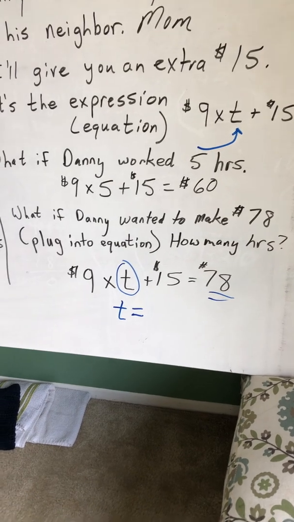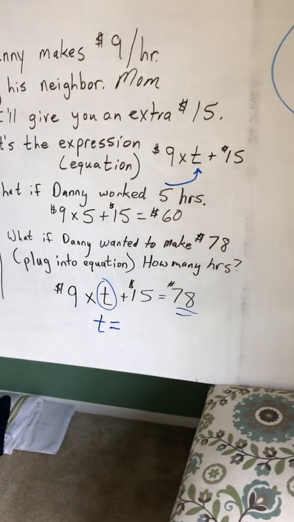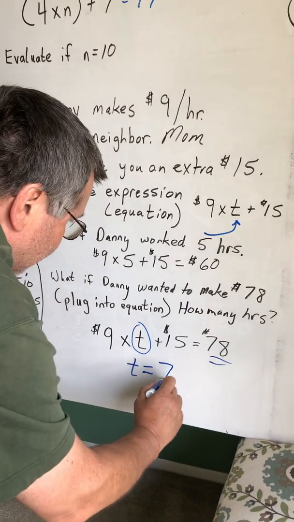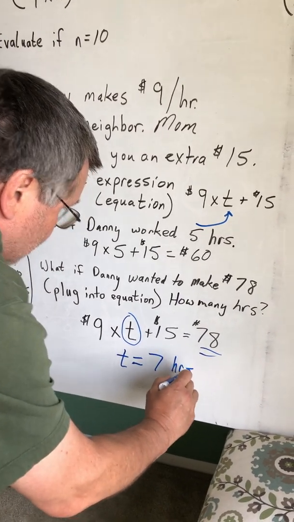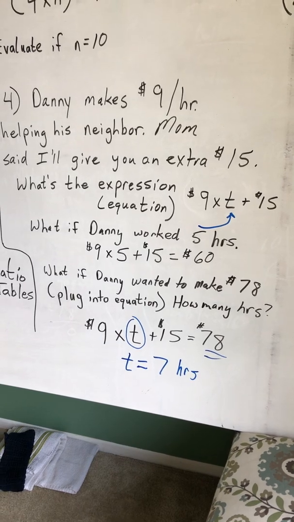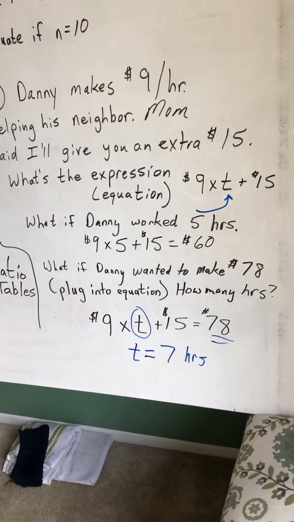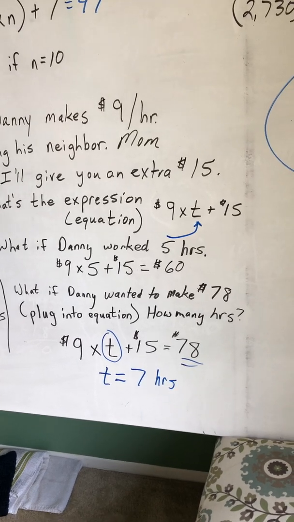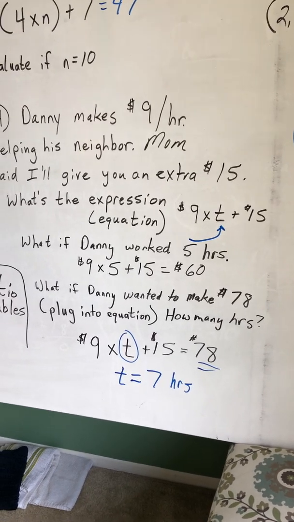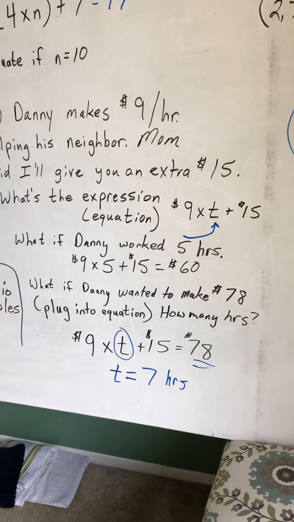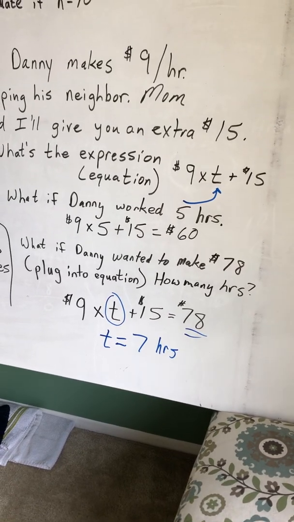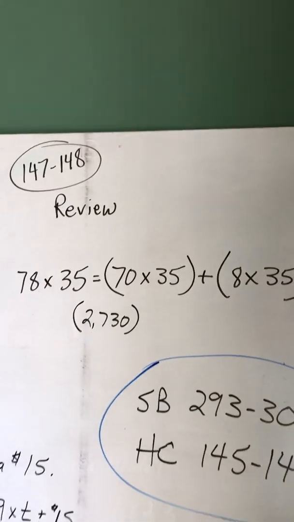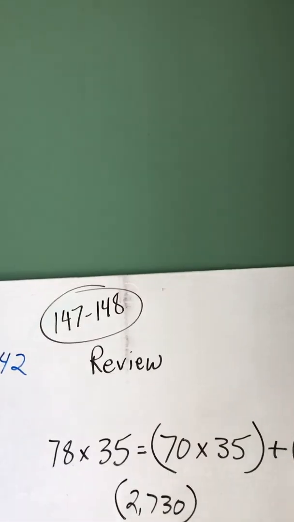Now, like I said, I changed the numbers on this number 4, so I'm just going to go ahead and give this to you. This is 7 hours, because 9 times 7 is $63, plus $15 is $78 total. So when you get to that problem, now you'll know how to do it. Back up here, 147, 148, home connections is just a review.